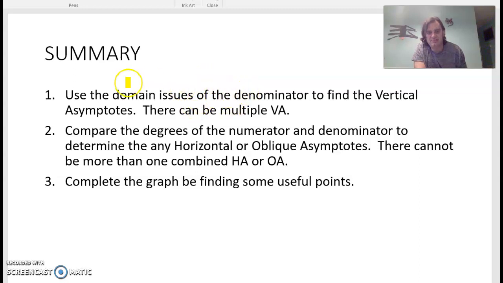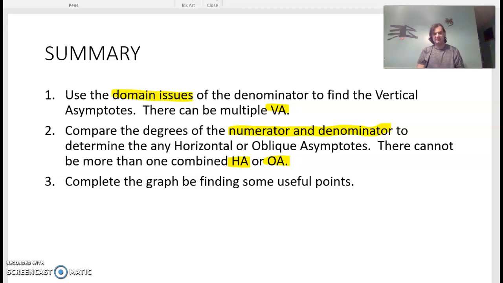Number one, we've looked at domain issues and categorized them as vertical asymptotes, and there can be more than one vertical asymptote. Then we looked at the degrees in the numerator and denominator to figure out if there was a horizontal or an oblique asymptote. And there cannot be more than one horizontal or oblique asymptote combined. That means you can't have both a horizontal and an oblique. You have to have one or the other or neither.